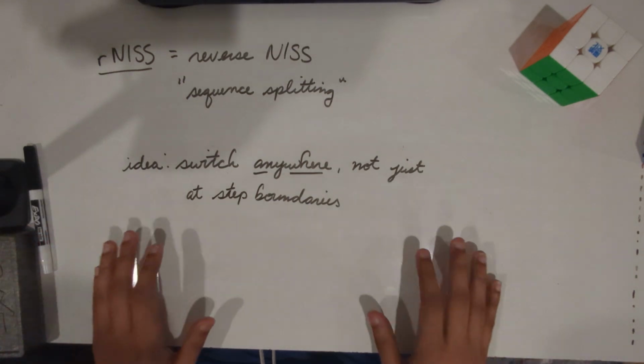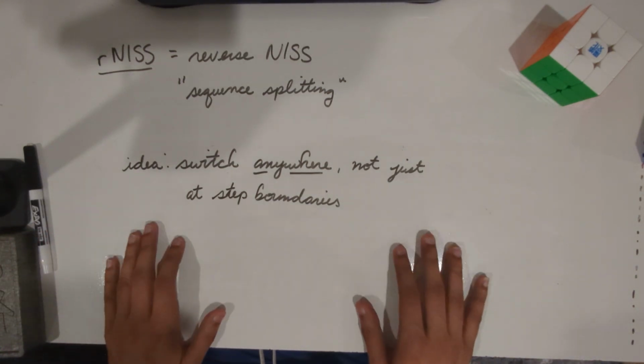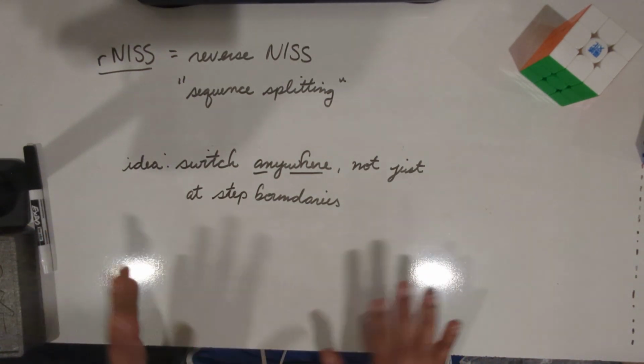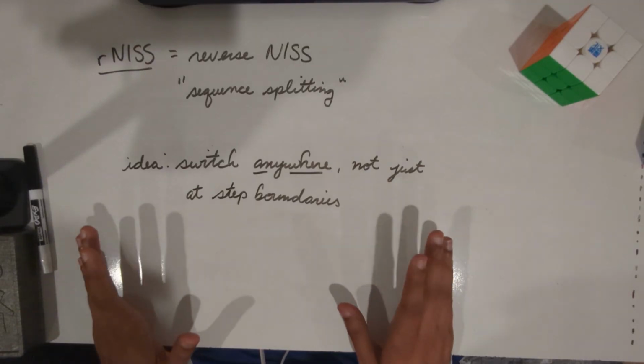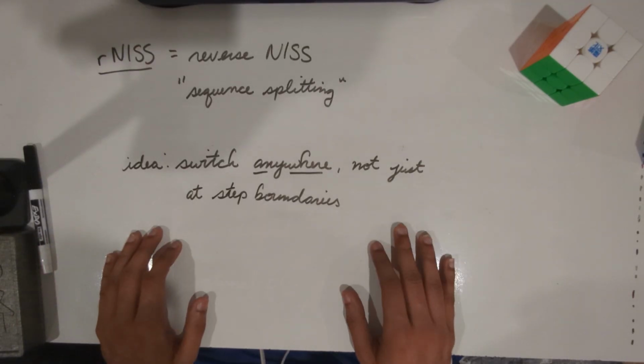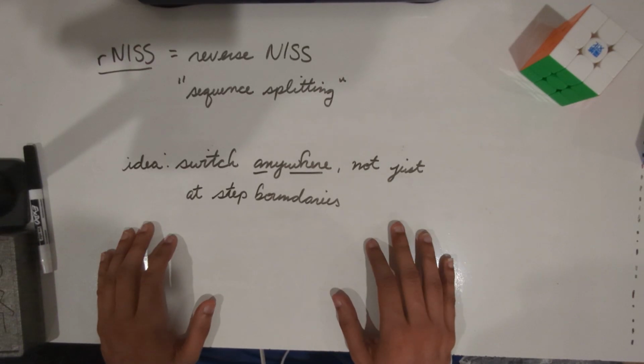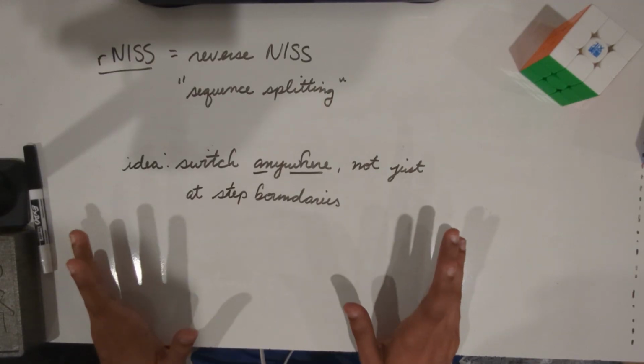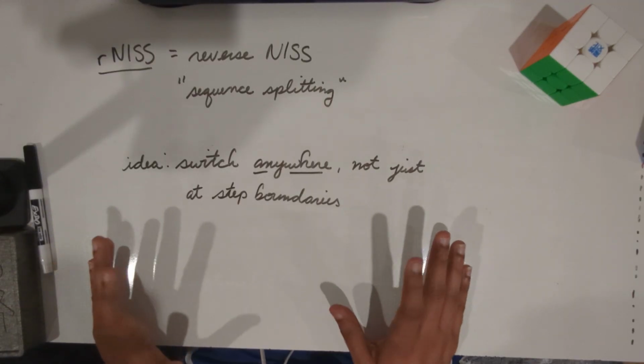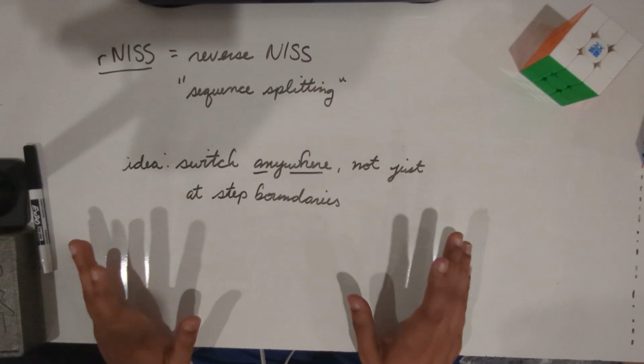All right, and very, very briefly at the end of the video, I wanted to discuss rNISS. rNISS might be the worst named technique in FMC. Supposedly it stands for reverse NISS, but it doesn't really make that much sense to me. Honestly, I would have personally gone for something like sequence splitting, but I think the term is completely entrenched now, so there's nothing that we can do about it.